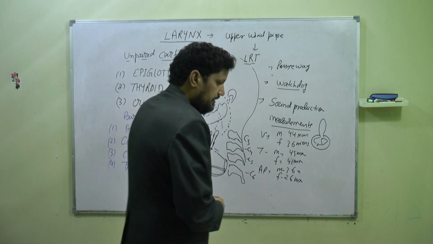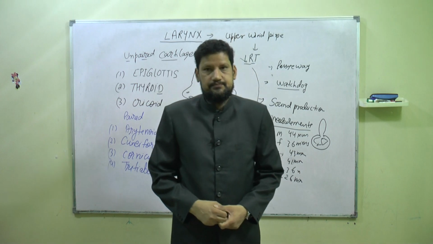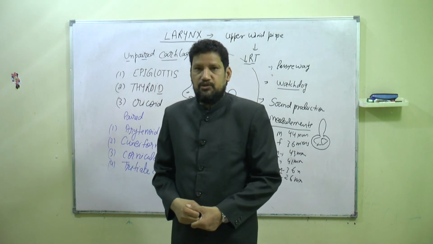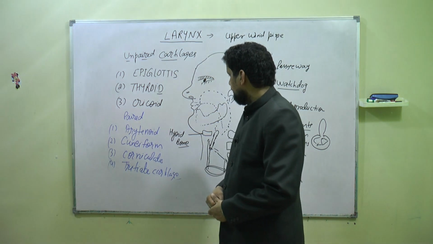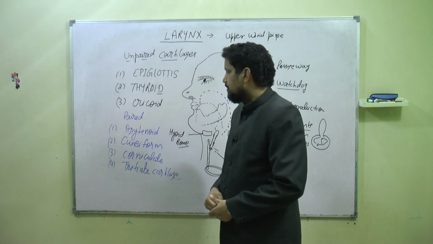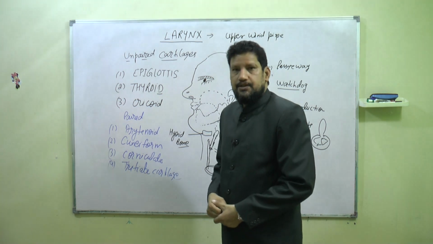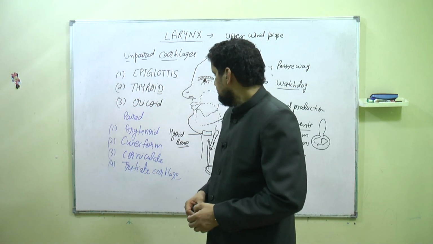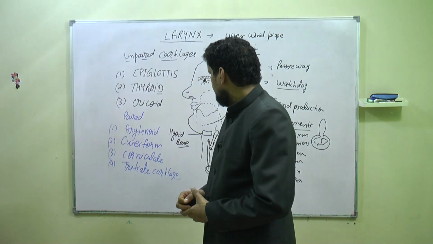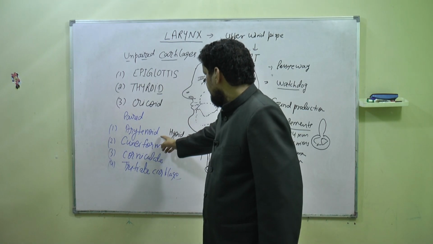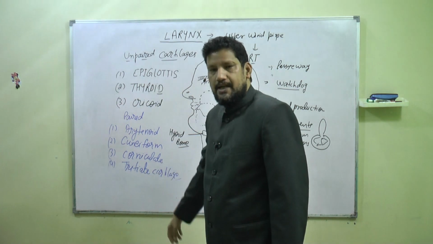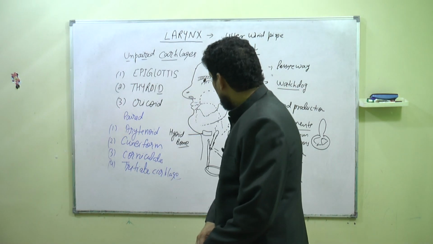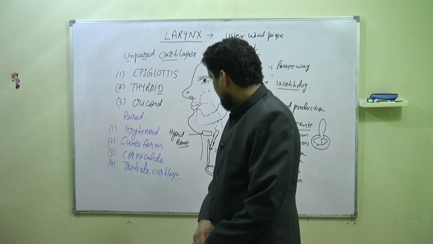The unpaired cartilages are epiglottis, also known as epiglottic cartilage. It is leaf-like. The thyroid cartilage, it is shield-like. The cricoid cartilage, it is signet ring-like. The arytenoid, the cuneiform, corniculate and tritiate, these all are paired cartilages.